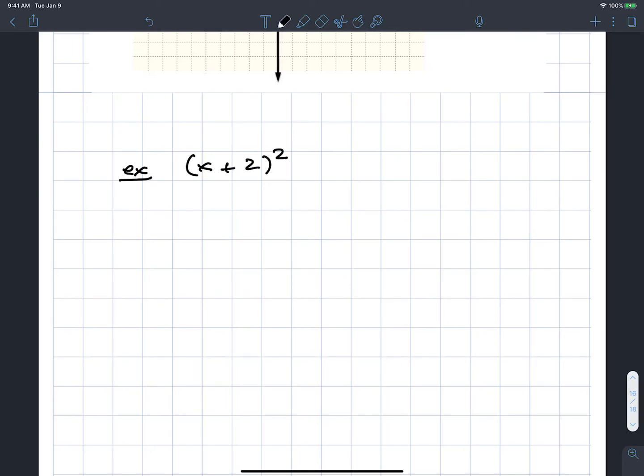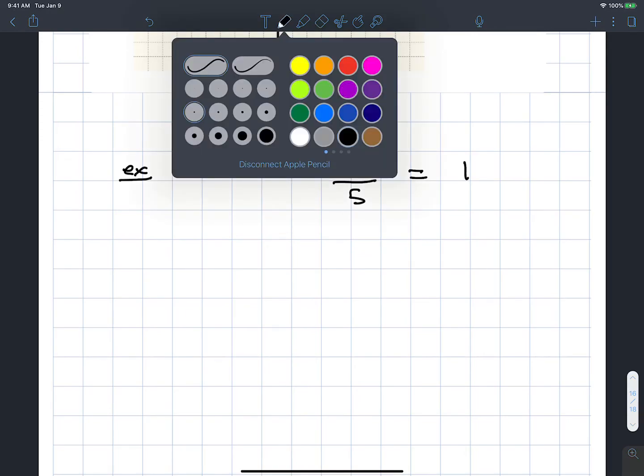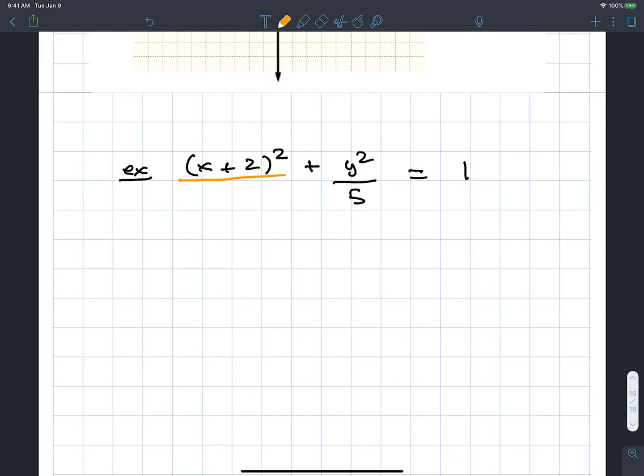(x + 2) squared plus y squared over 5 equals 1. Very interesting. Okay, I'll give you a little hint. I'm going to have to put this over 1, right? Because anything over 1 is itself. But maybe we should color it something else so you guys know it's not always given to you. Let's do orange here.